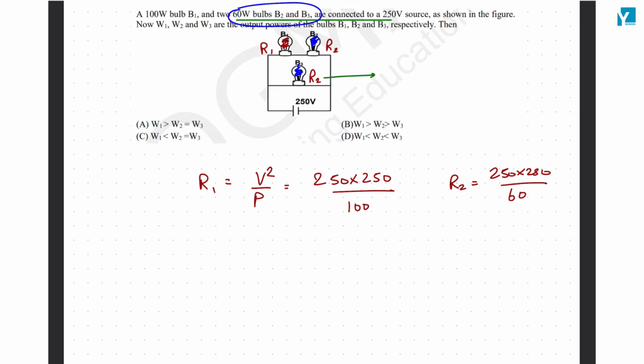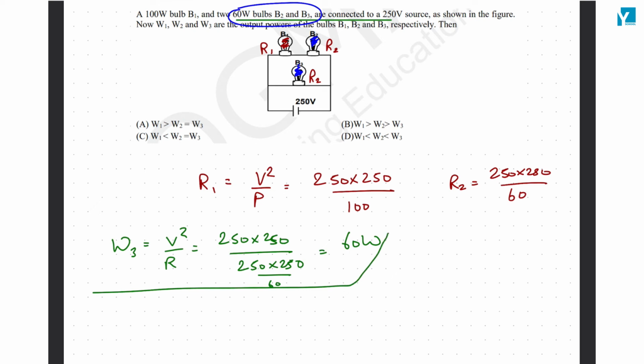Now when we solve for the wattage, or the power consumption, let's solve for W3 first. That would be equal to V square upon R, and V square is again 250 into 250, and R is again 250 into 250 divided by 60. So our answer is 60 watts, and this should have been the answer. It's the correct answer because in this scenario we are getting 250 volts of potential difference across R2, whereas the problem is going to occur in the above picture.